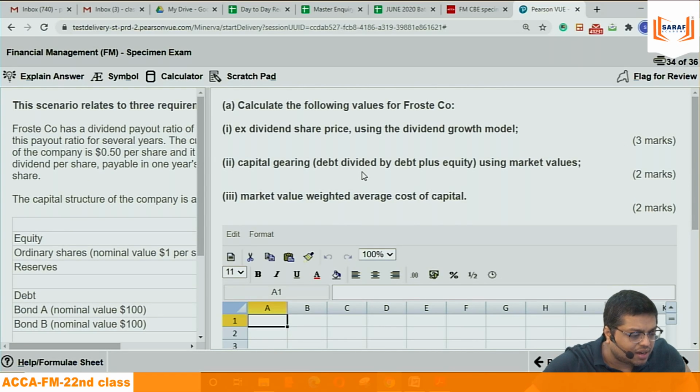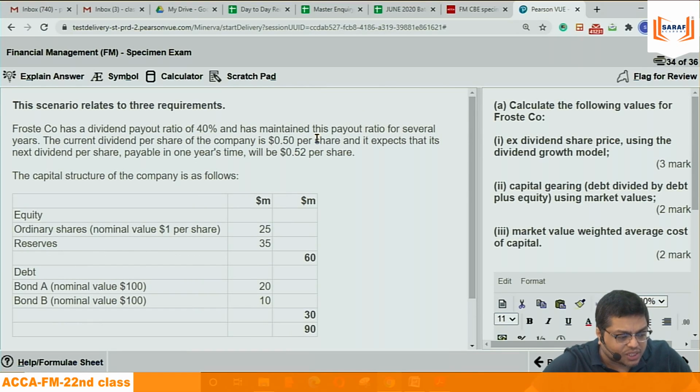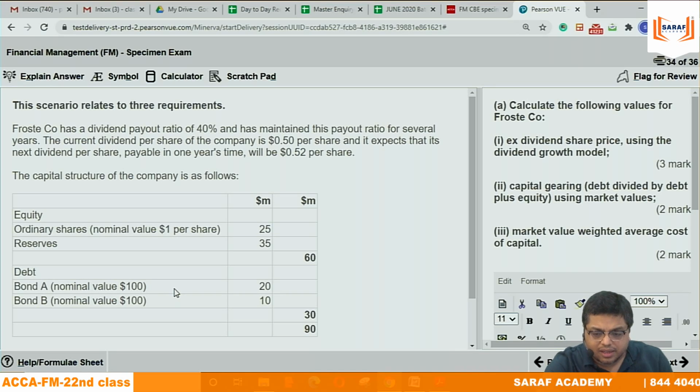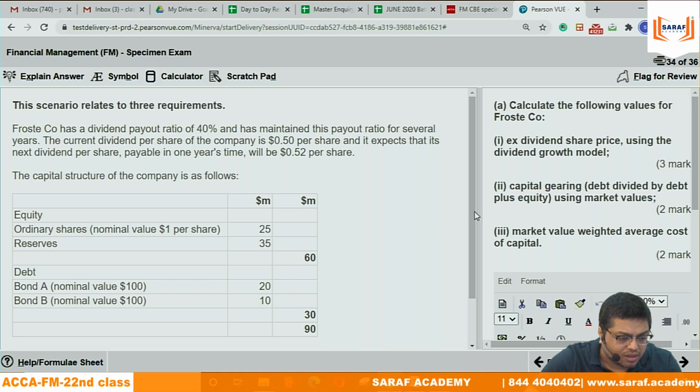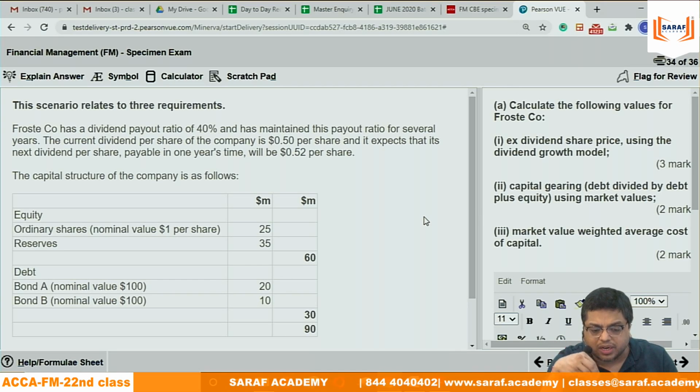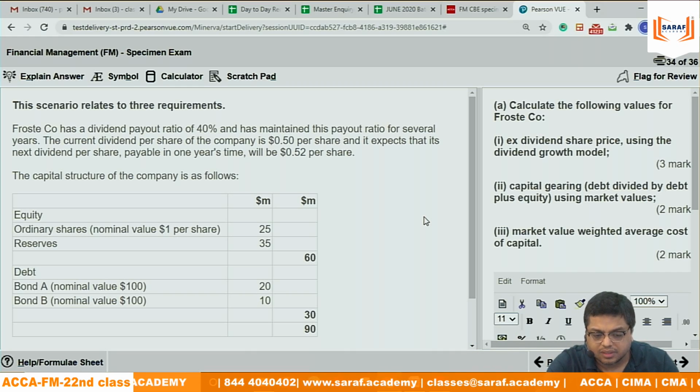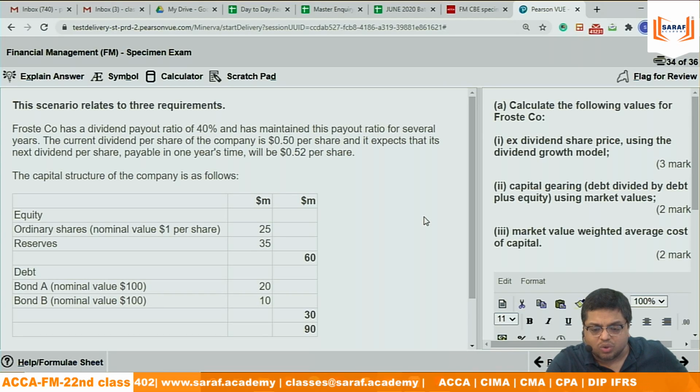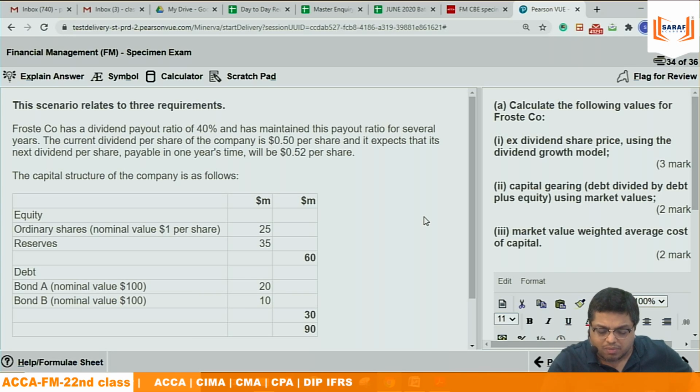Capital gearing is debt divided by debt plus equity using market value. So in the first case, whatever price we calculate, multiplied by 25, will give you the market value of equity. Market value of bond A is 20 by 100 into 95 point something, and bond B is 10 by 100 into 102. Then debt, bond A plus bond B, divided by bond A plus bond B plus equity. Both bond market values added give total debt. Equity is the number of shares, 25, into the market price per share which we calculate in A. So that will give you the market value of equity.